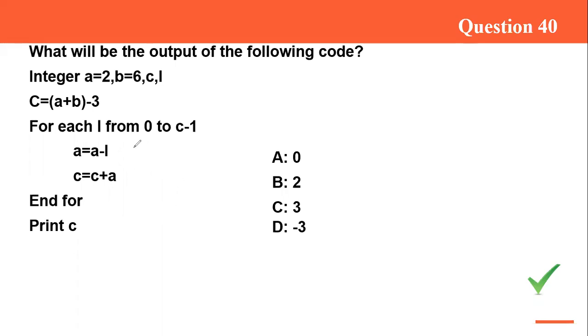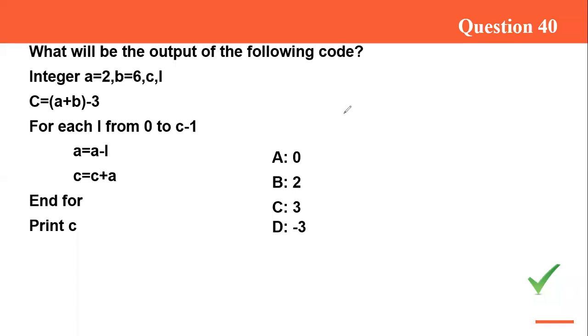Just listen here, everyone. C is initially what? C, A plus B minus 3. What is A plus B? 2 plus 6, 8. 8 minus 3 is what? Take 4 to. We'll see that. Let us do it together. Just see that. See here. So 2 plus 6 is 8.